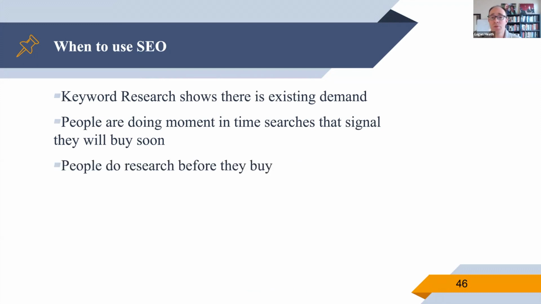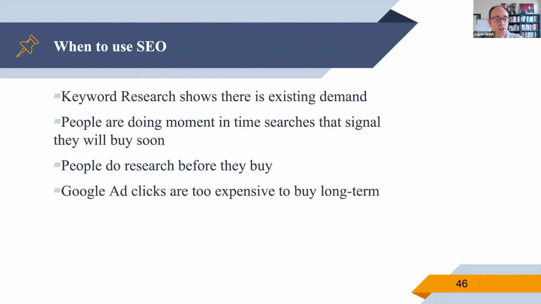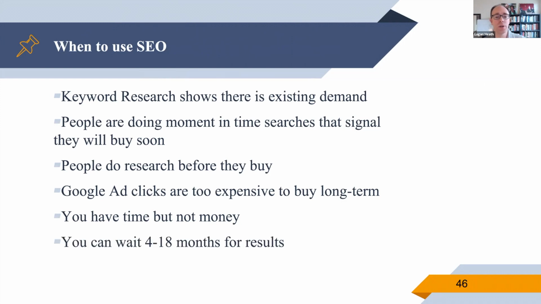People do research before they buy, so maybe they're looking for reviews on a product, or just looking for more information about assisted living or whatever the niche is, right? And then Google ad clicks, because those are pay-per-click, that cost adds up. So you don't always want a pay-per-click, you want to get some free clicks, and I always say free in quotation marks because SEO is a lot of work. And then you have time, but not money. Same reason there. You have time to work on optimizing your site and your web presence, but you don't necessarily want to pay per click.